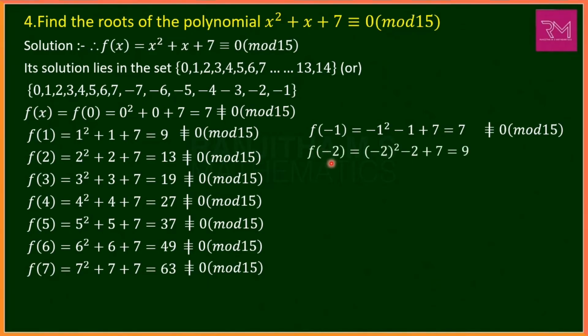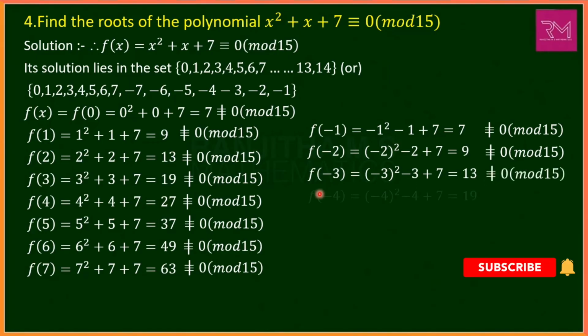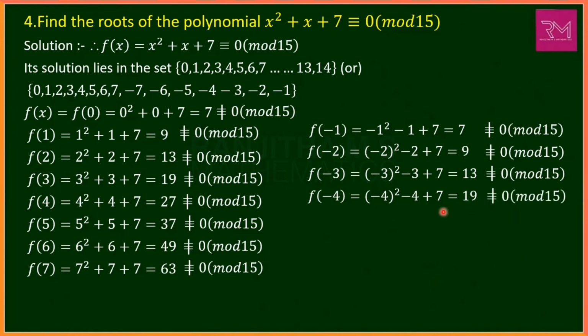If we substitute x as minus 2, that is minus 2 squared minus 2 plus 7, which is 9, which is not congruent to 0 mod 15. Similarly, substitute x equal to minus 3, that is minus 3 squared minus 3 plus 7, which is 13, which is not congruent to 0 mod 15. In a similar way for minus 4, that is minus 4 squared minus 4 plus 7, which is equal to 19, which is not congruent to 0 mod 15.